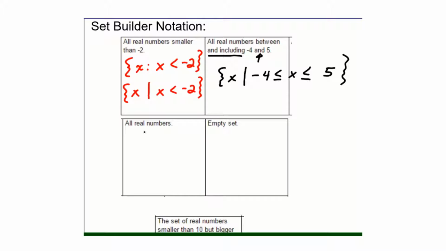All real numbers. That's right, I have a goofy looking capital R. Some textbooks will use a capital R that's in boldface type. Sometimes we see all real numbers like that. The empty set, sometimes you just see that symbol right there. Some textbooks will write brackets with just nothing in between. I don't care which form you use, you're just fine with me.